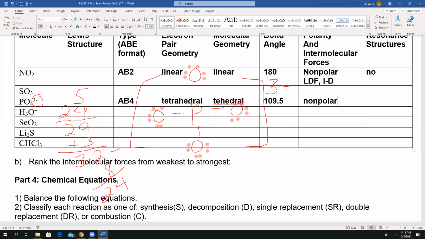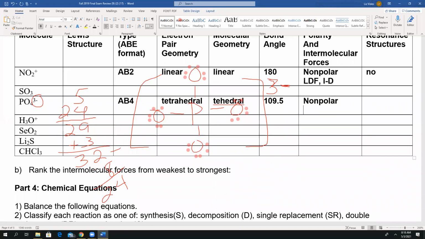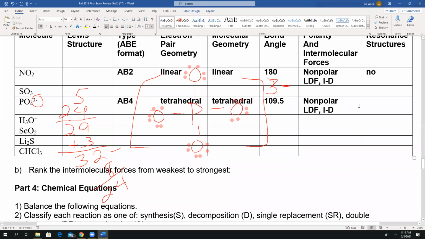That means our London dispersion again and ion dipole. So it can induce that due to it being charged. Any resonance structures? No. No double bonds, no resonance structures, right? Okay, so let's clear that.